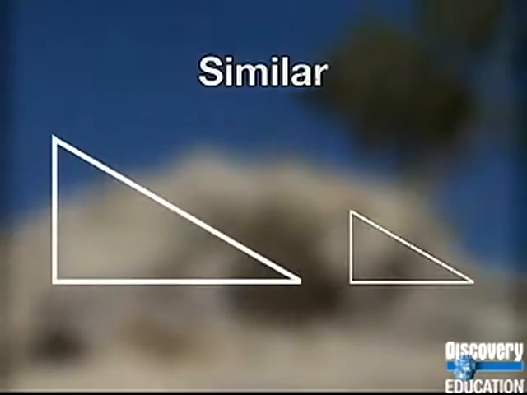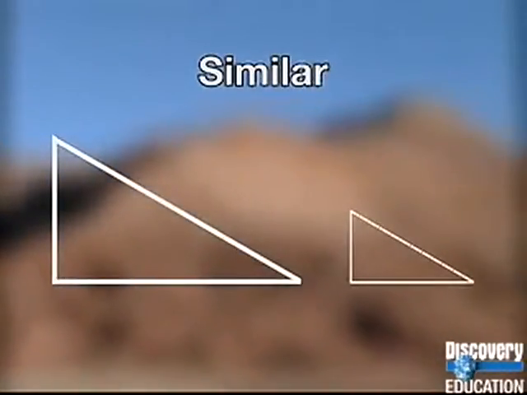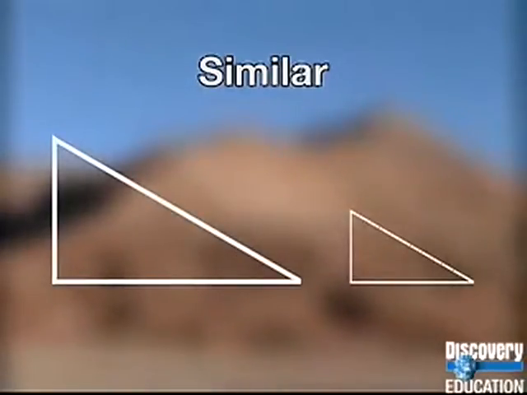The ratio determines the scale of one with respect to the other, so a shape's proportions are preserved. This larger triangle's dimensions are twice the smaller ones. The ratio is 2 to 1.